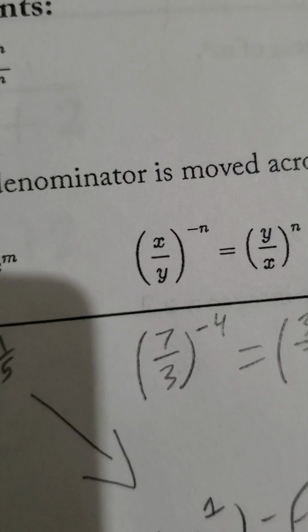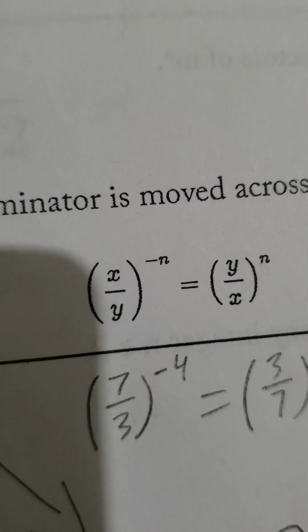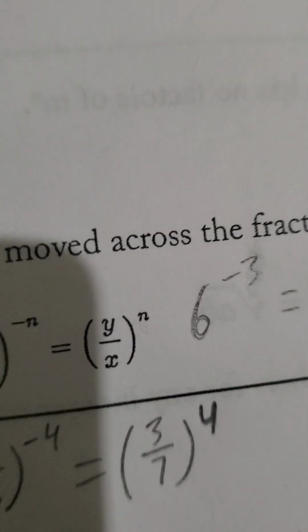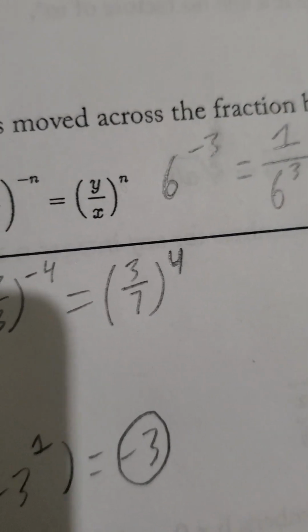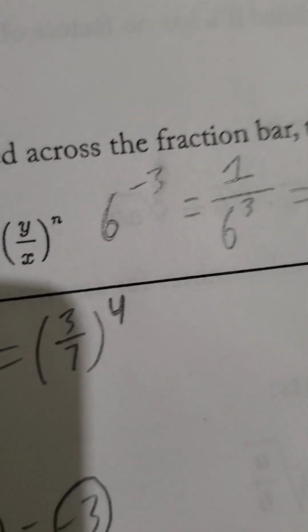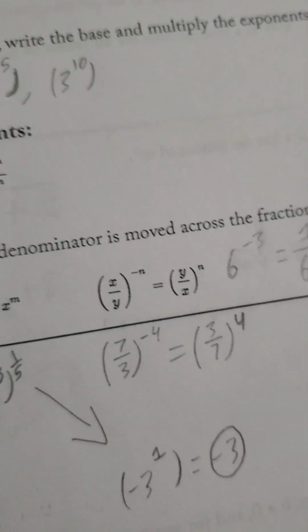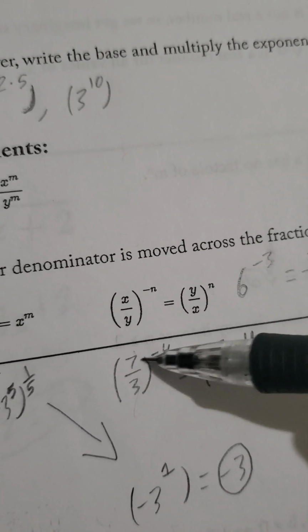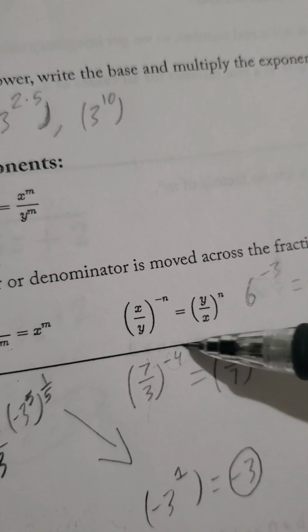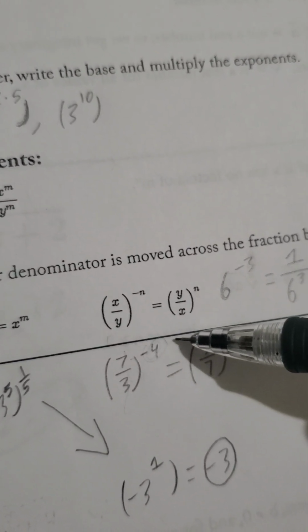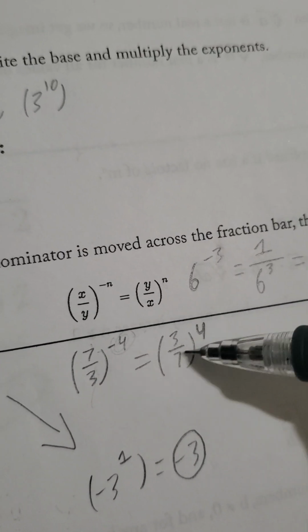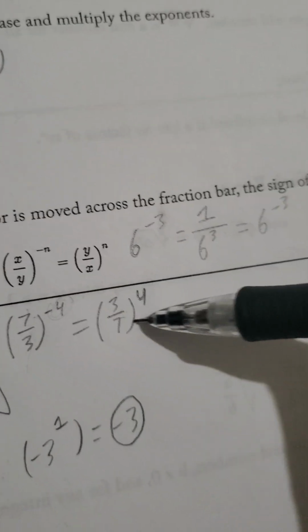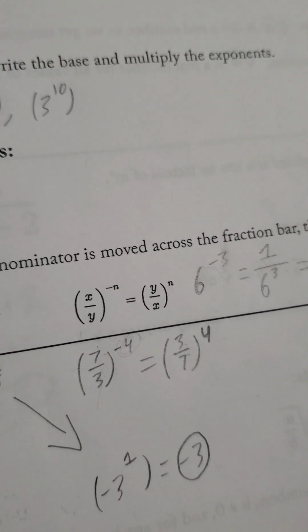But x over y to the negative n power is just y over x to the n power. Sounds confusing, don't worry about it. 7 over 3 to the negative 4th power is equal to 3 over 7 to the 4th power. So you flip these numbers around and you flip the sign on this exponent, positive to negative and negative to positive, and you get what should be the same answer if you were to completely multiply this out.